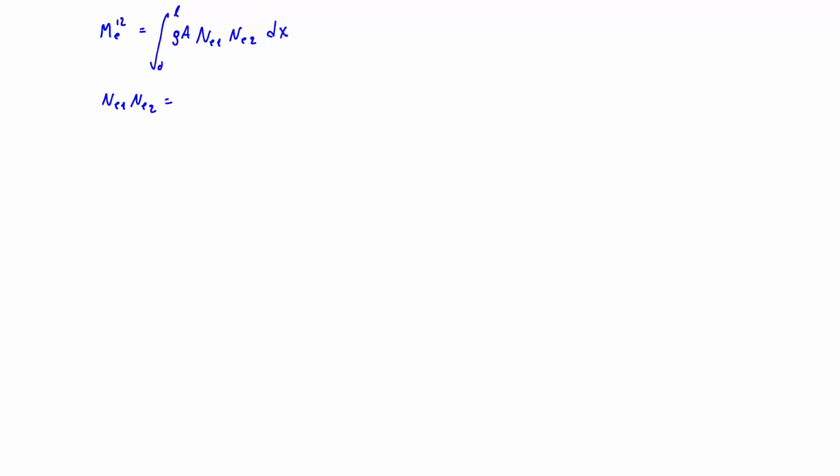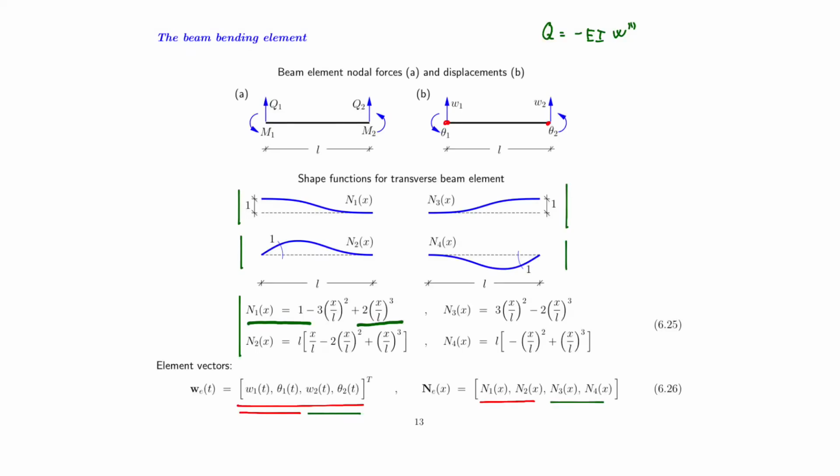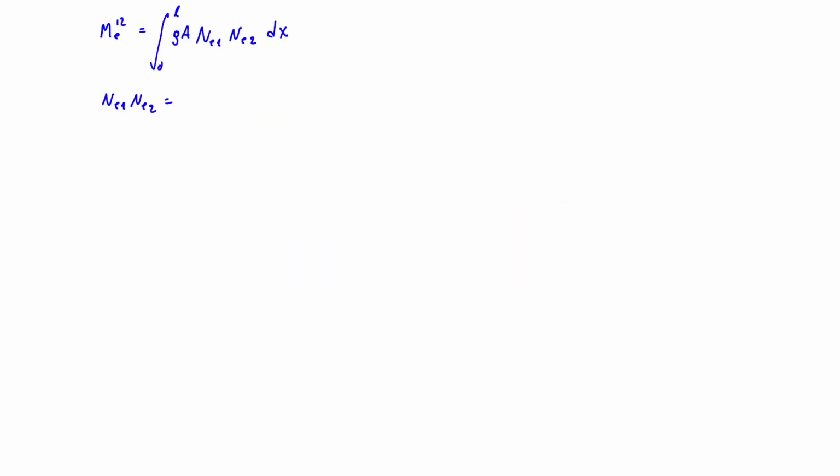And that means going back and then multiplying the n1 function with the n2 function. A little bit much back and forth, but the n1 function is 1 minus 3s squared plus 2s to the power of 3. The reason why I'm using s from the beginning is that the mass matrix is not associated with any differentiation.